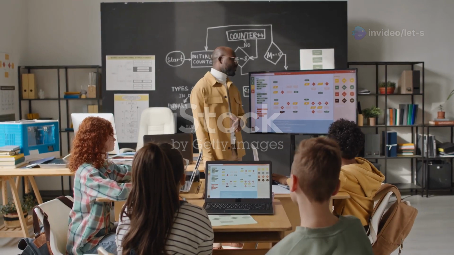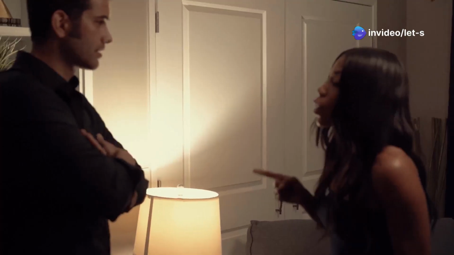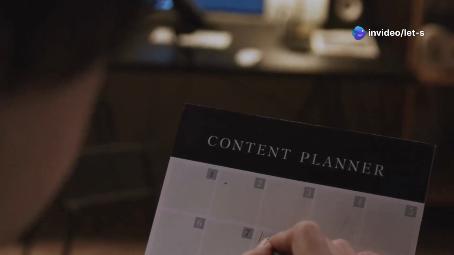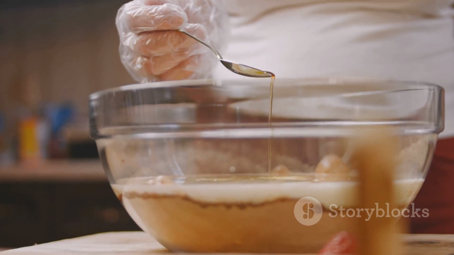Section 6. Visual comparison: will versus going to. To further clarify the distinction between will and going to, let's examine a visual comparison. Feature: will, going to. Type of decision: spontaneous, planned. Time of decision: made at the moment of speaking, made before the moment of speaking. Example: I will answer the door. I'm going to bake a cake for the party.